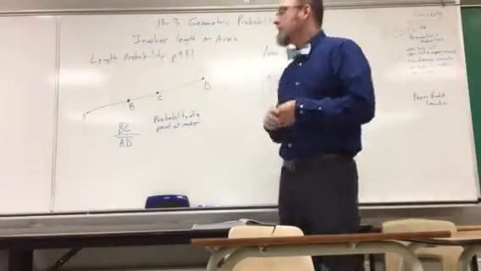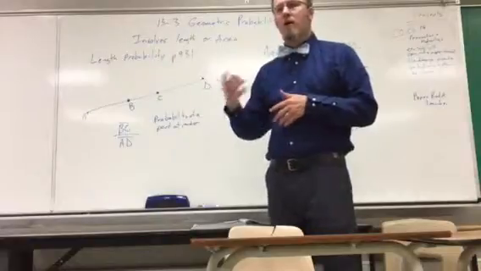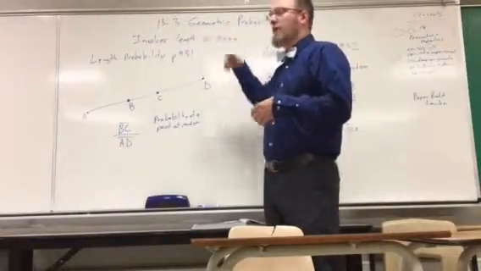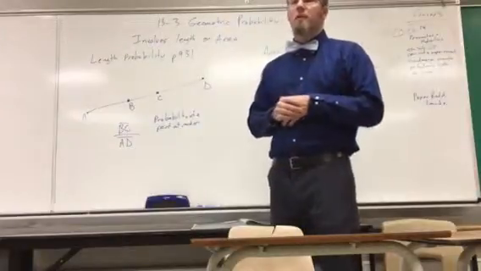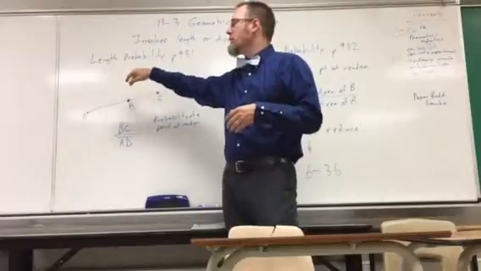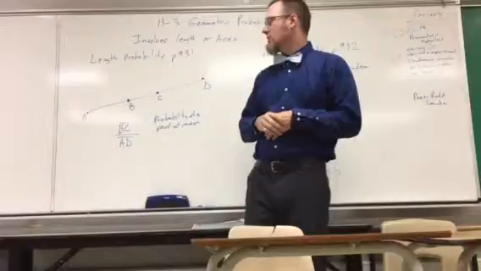When it's geometric probability, that means we're still calculating probability, the odds of something happening, but it involves length or area, some kind of geometric measure. So the first one that they mentioned is length probability. It's on page 391. If you need to take a look at what they have, I've got something similar here.